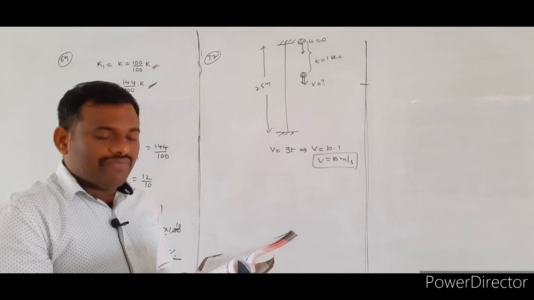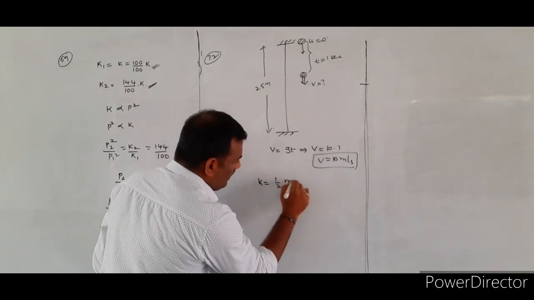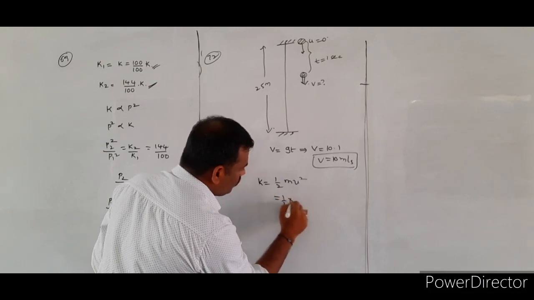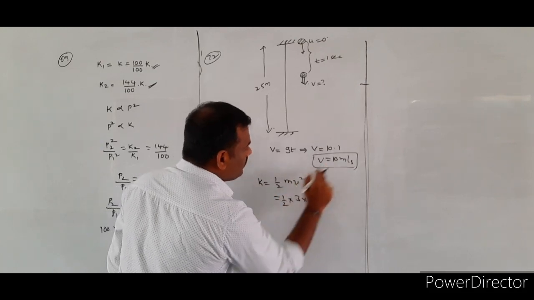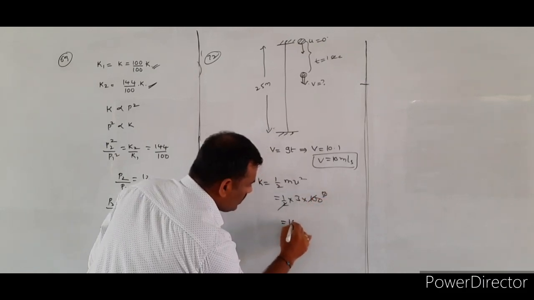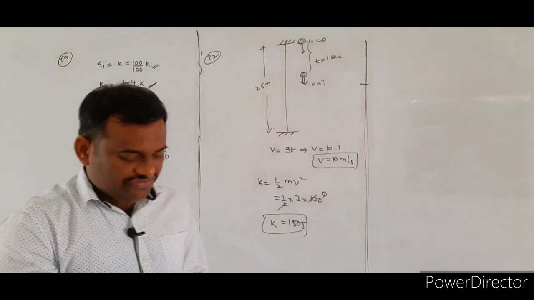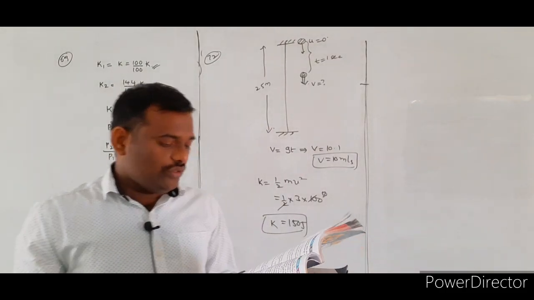Next. Mass of the body is given as 3 kg. Therefore, the kinetic energy K is equal to half m v square. Half into mass 3, v value 10, v square means 100. So this is 150 joules. Kinetic energy value is equal to 150 joules. Like that we have to solve that numerical. Next.